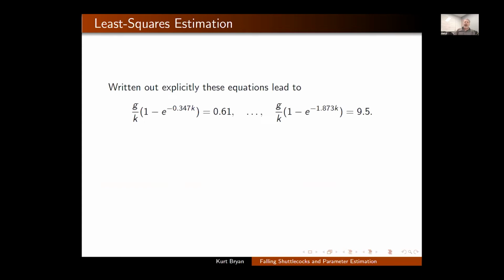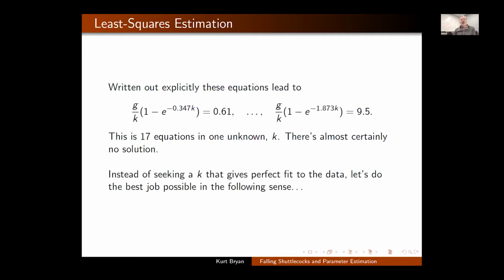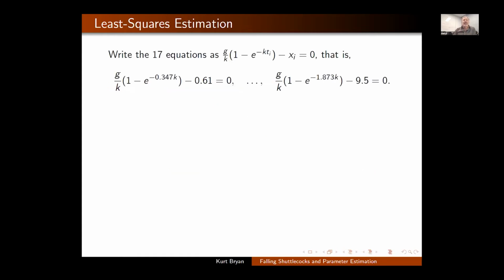This is, of course, where I raise this issue to the students. And then I lead them gently, if we haven't already done it, to the idea of doing a least squares fit to the data, which some of the students may be familiar with. 17 equations and one unknown, no solution. So we're going to try to find a K that does the best job possible at satisfying all the equations simultaneously.